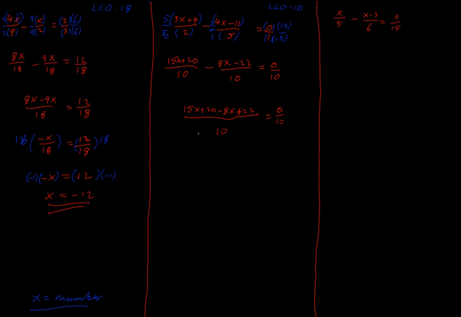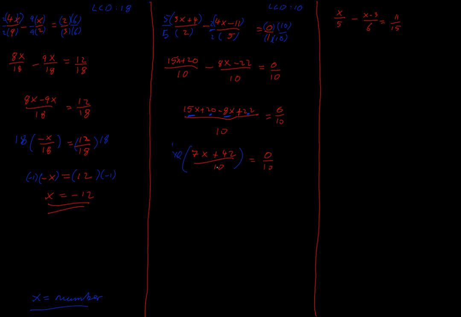Now I can do a little bit of tidying here. I have stuff involving x's, and I have pure numbers. So I have 15x minus 8x is 7x, plus 20 plus 22 is plus 42, all over 10 is equal to 0 all over 10. Now I have this done out. I can see that I can multiply both sides by 10, and that will get rid of my fractions, because 10 divided by 10 will just be 1.